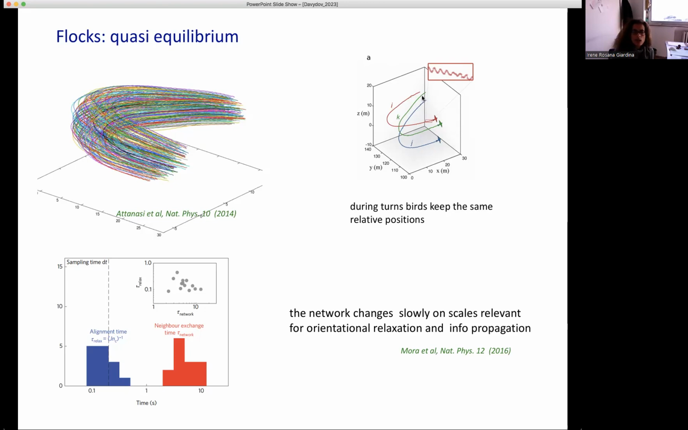What you see is that when they turn, they maintain their relative positions. So even though this is a global rearrangement, a change of the system state on the global scale, a global response to something that happened, they do not change their positions during the whole response event, okay? And so this means that on the timescales that are relevant for our observations, which are macroscopic timescales, the network of interactions is basically fixed, okay?